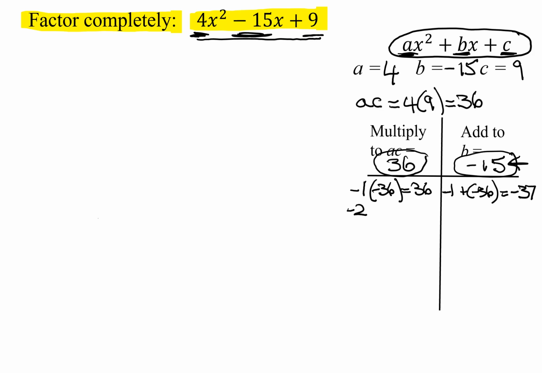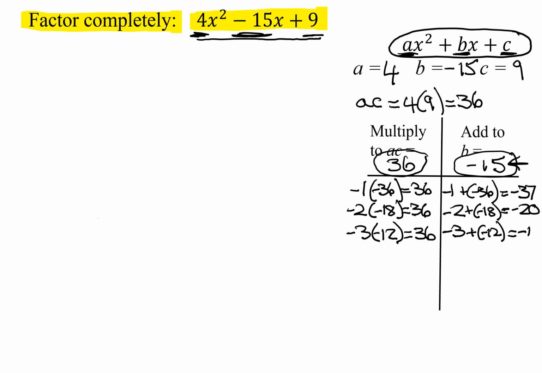Does 2 go into 36? Yes, 18 times. So negative 2 times negative 18 is positive 36. Negative 2 plus a negative 18 is negative 20. Getting closer, but not there yet. Does 3 go into 36? Yes, 12 times. So negative 3 times negative 12 is positive 36. Negative 3 plus a negative 12 is negative 15. Is that the number I'm looking for? Yes. So here are the two numbers I want.